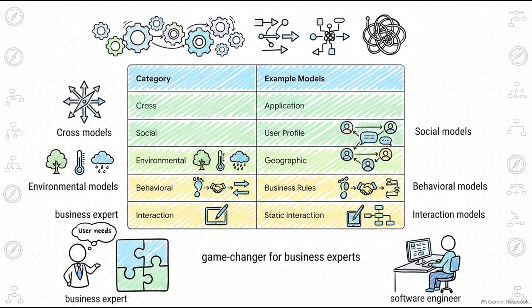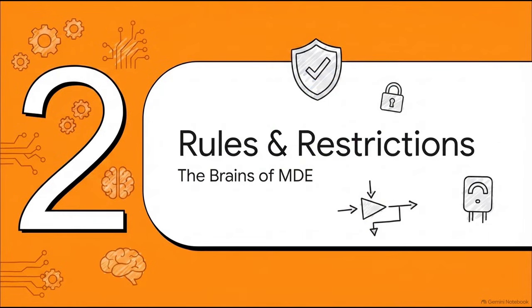By separating these out, it becomes an absolute game changer for business experts. These are the folks who deeply understand the real-world needs of the user, but they probably aren't software engineers. And honestly, they shouldn't have to be. This logical structure allows them to piece together an application's logic conceptually, guiding the development without ever having to touch the final code.